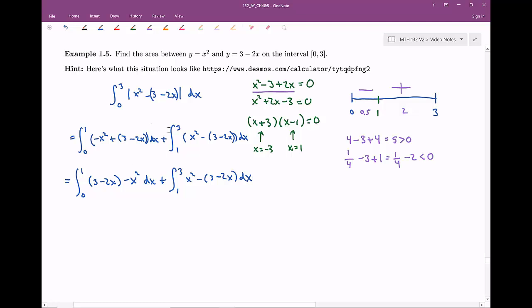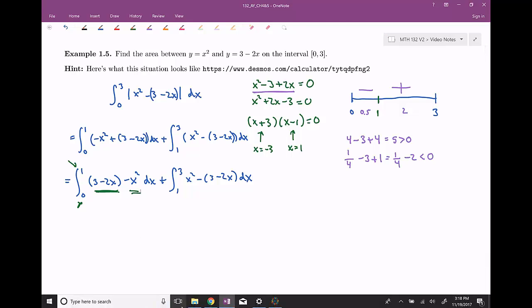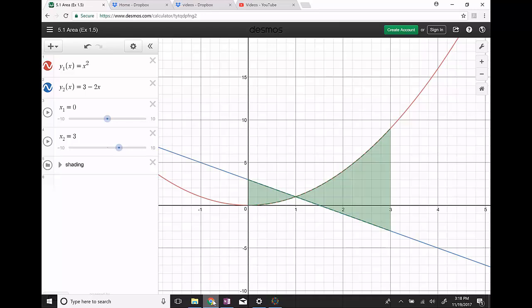Again, this is all the algebraic stuff, but all this has identified that on this first interval, from 0 to 1, the line is bigger than the parabola, because this comes first. So if I go back here, I'll see that yes, my line is bigger than my parabola.